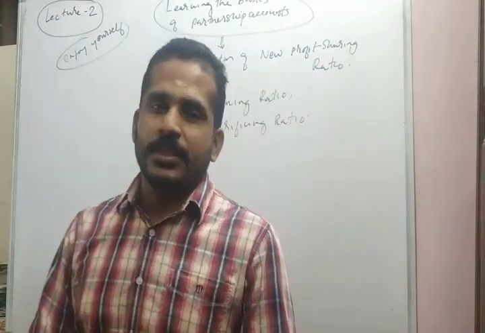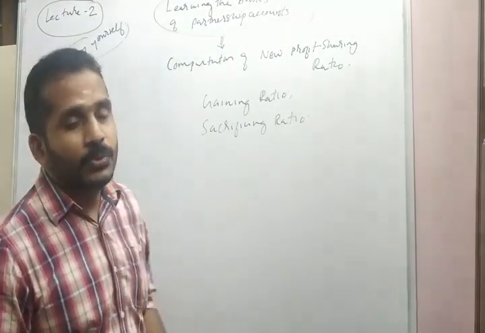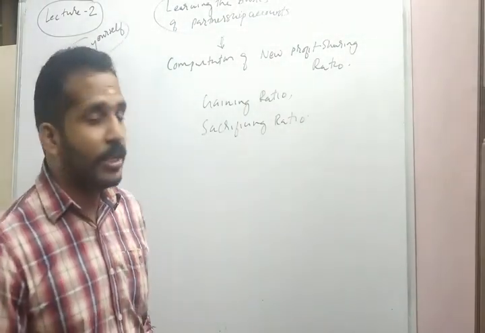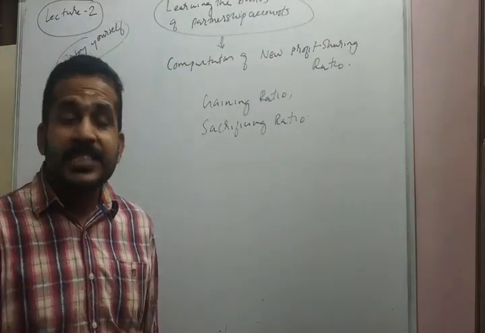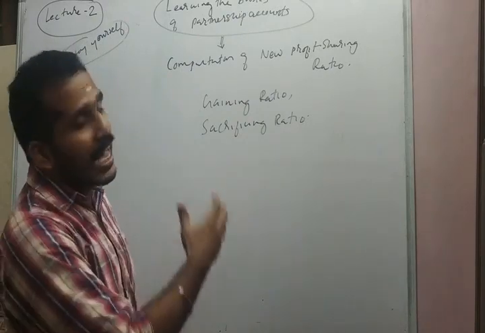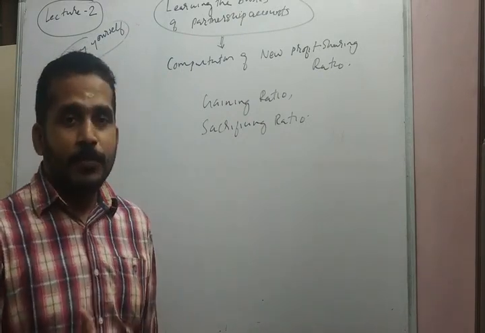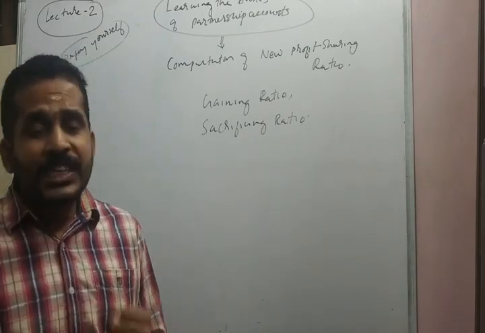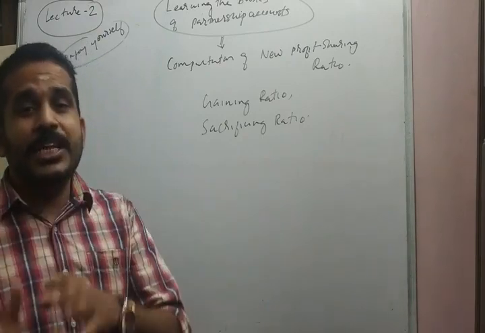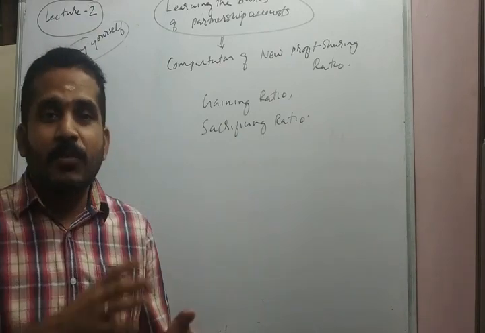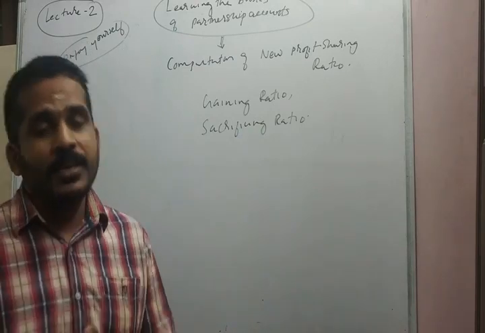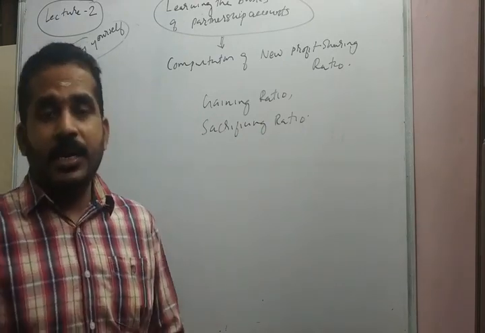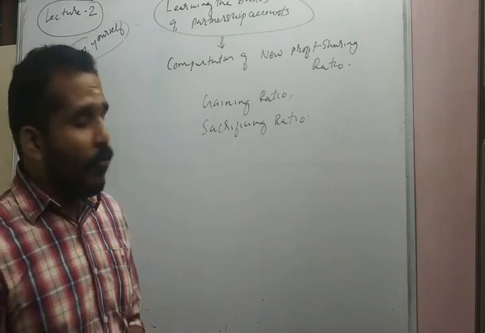Today we will deal with certain illustrations with regard to changes in profit sharing ratio, that is, the computation of new profit sharing ratio, gaining ratio and sacrificing ratio. These aspects will be covered under the process of admission, retirement, death, etc. So today we will deal with certain problems, certain initial aspects of admission, initial aspects of retirement, initial aspects of death, etc.